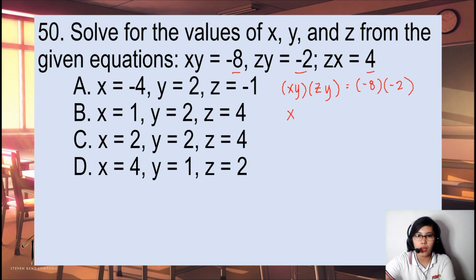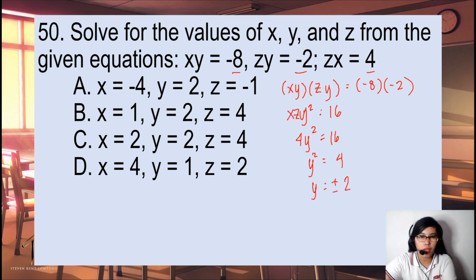We have x, z, y. Y squared is equal to negative 8 times negative 2, which is positive 16. But xz is equal to 4 in our given. So that's 4y squared is equal to 16, y squared is equal to 4. So y is equal to positive or negative 2.